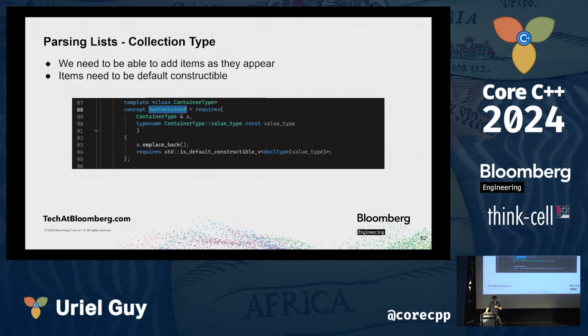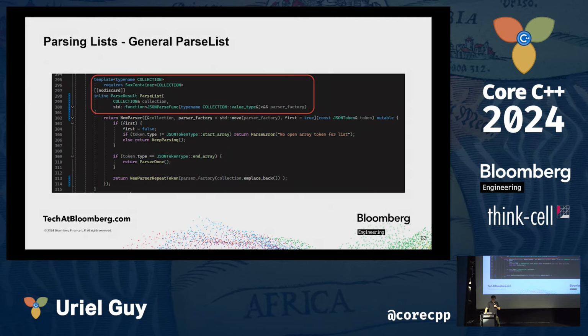So we can express this. We can say, what can we parse this into? It needs to be a container. It needs to have an emplace back, because we need to create a new object whenever we see a new one. And its item has to be default constructible. So, hooray for modern C++, better compiler errors if you don't meet what you're doing.